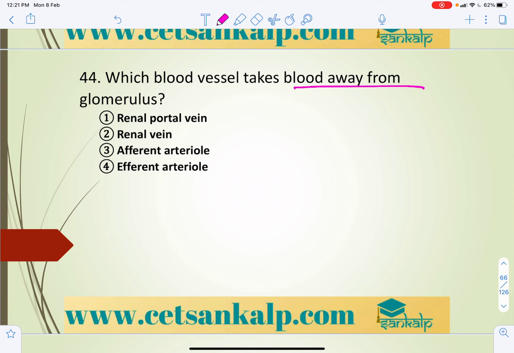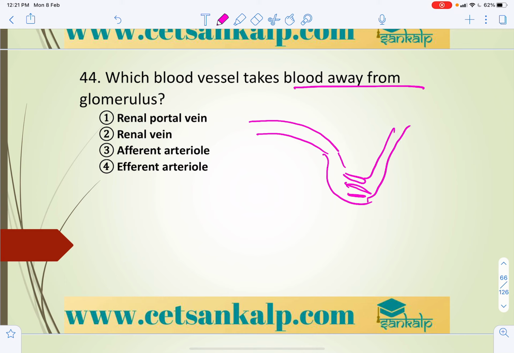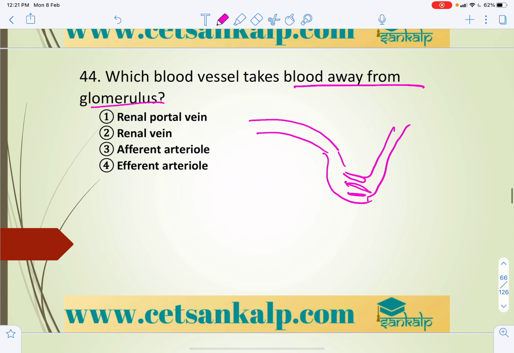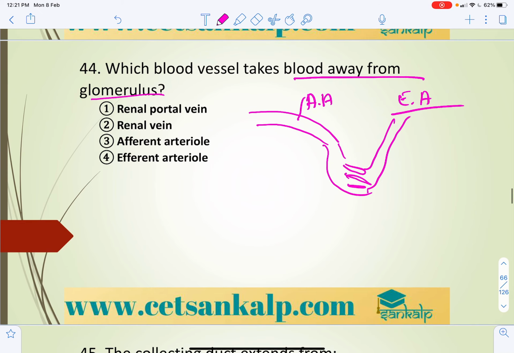As I already mentioned, this is the afferent arteriole which enters the Bowman's capsule and forms a network. That is the efferent arteriole. So which blood vessel takes blood away from the glomerulus? That is the efferent arteriole. Into the glomerulus, that is the afferent arteriole. Out of it, the efferent arteriole. So the answer for that is 3.